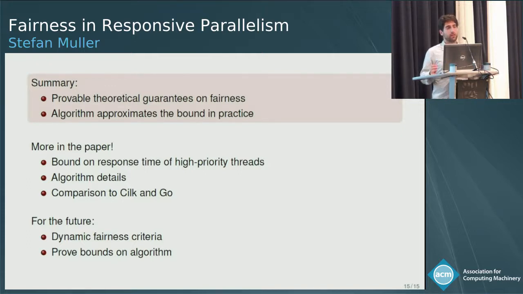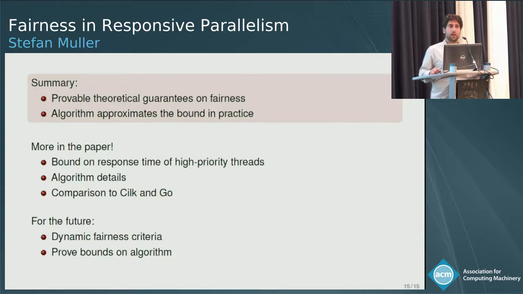In the future, we'd like to consider an idea of dynamic fairness criteria. So let's say that you have a process that's been running for a long time, and you're getting kind of impatient about it, and so you want to bump up the amount of CPU time that process gets. Right now, our implementation supports this, but it's not clear how to add that into the theory. So that would be one thing that would be interesting to explore in the future.